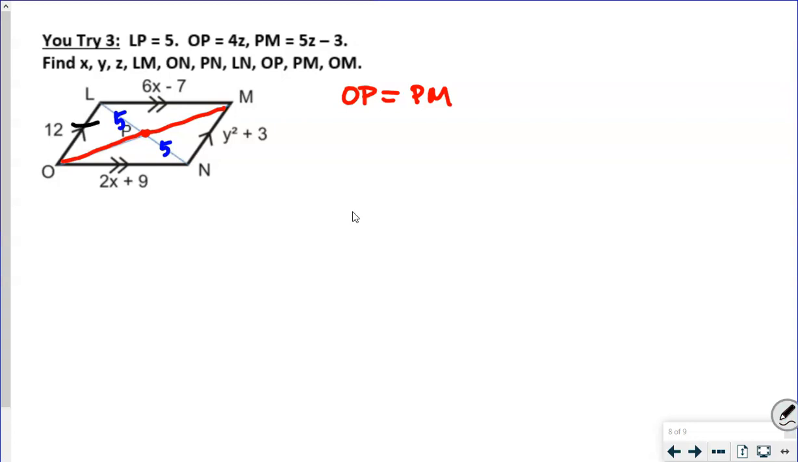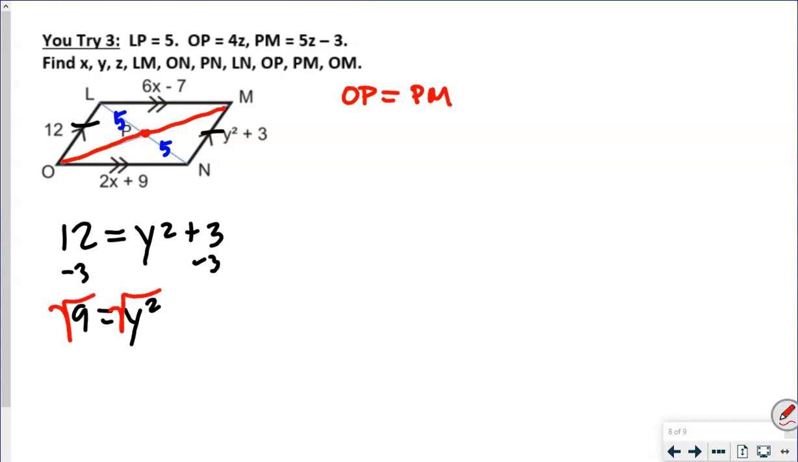So don't you know that this side is congruent to this side? So we're going to say that 12 is equal to y squared plus 3. Subtract 3 from both sides. That's 9 is equal to y squared. Remember, we take the square root of both sides, and we put a plus or minus in front of that. So this is going to be y is equal to plus or minus 3. Okay?